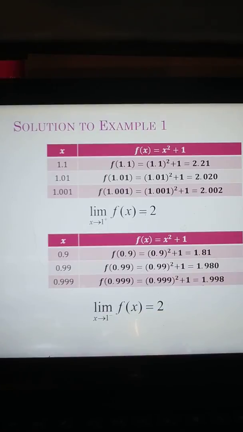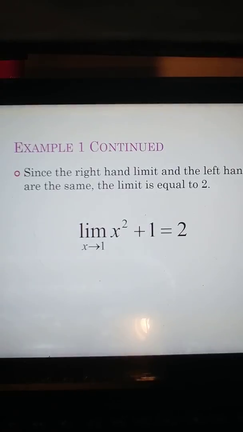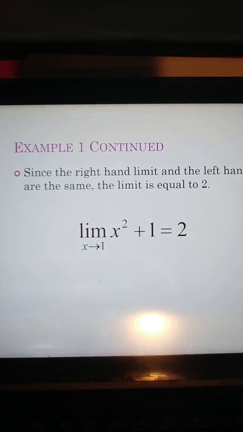And you have agreement. So our overall limit, as you can see, will be 2. Now that won't always happen. You may put numbers in on both sides and you have disagreement. If that's the case, then your limit doesn't exist, with a rare exception where they might both be approaching positive infinity or negative infinity.